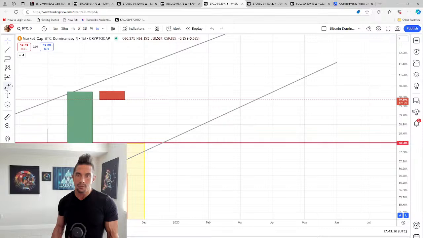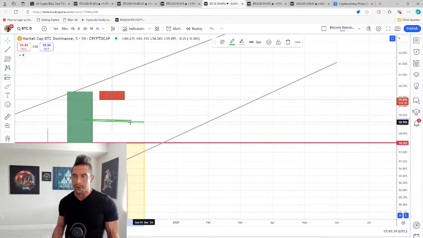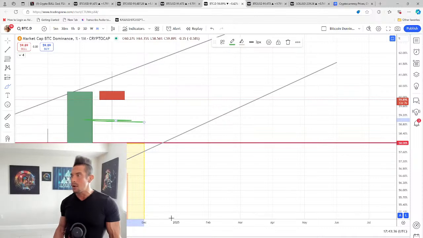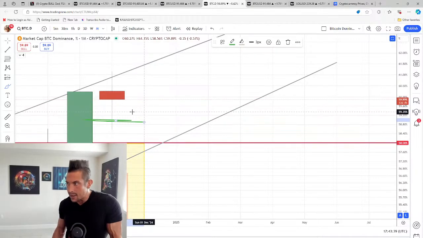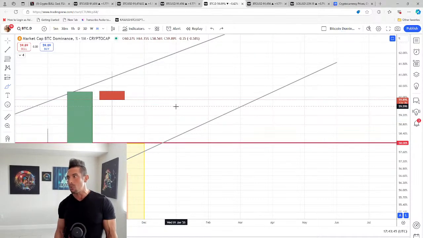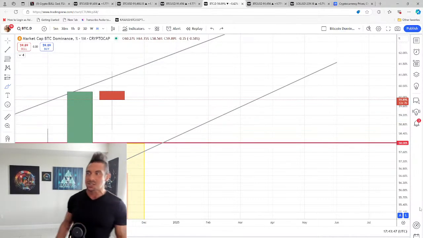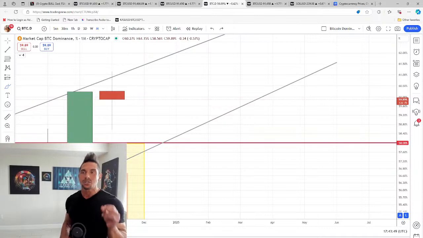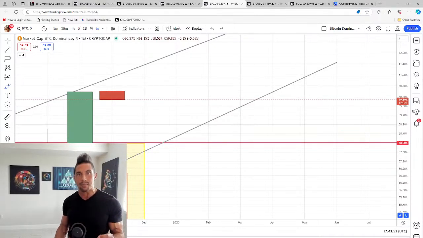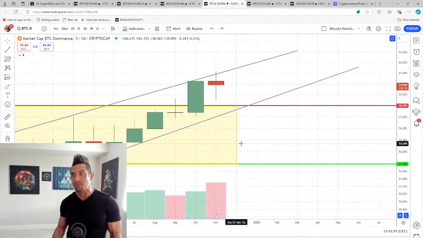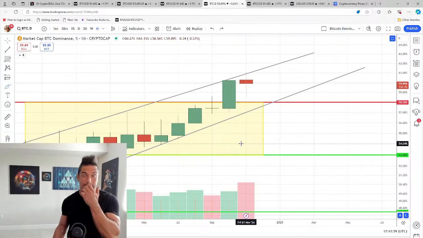I would love the body of this to get way down here. I would love to close the month right around, say, 59%. 59% or below would be awesome. We are just shy of 60% right now. So I would love to fall another approximately 1% by month's end on the Bitcoin dominance chart. That would set us up beautifully going into December in 2025.